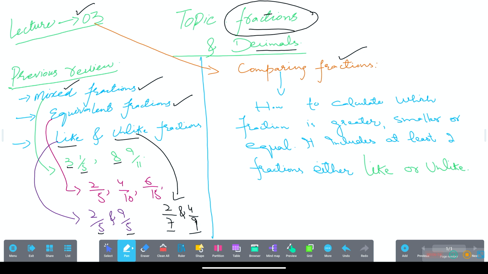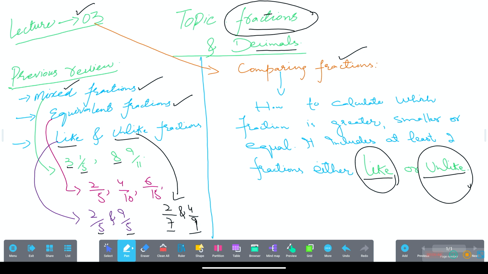कम से कम बेटा दो fractions होने चाहिए. Then only we can do the comparison between them. Either they can be like fractions or they can be unlike fractions. Now, what will we do? We will take the example of like fractions and we will see how to compare like fractions. Then we will take a few examples of unlike fractions and we will see how to compare unlike fractions.